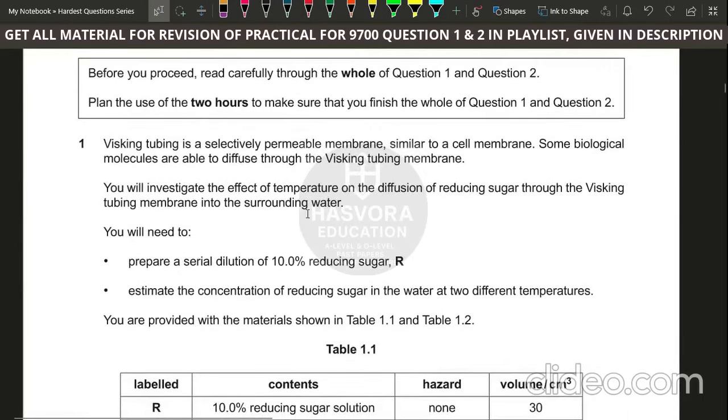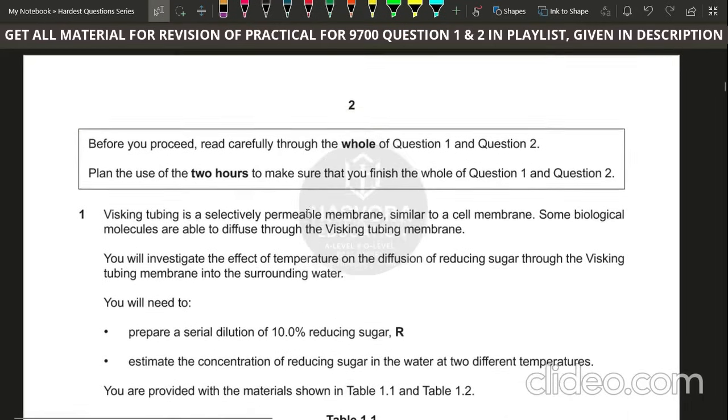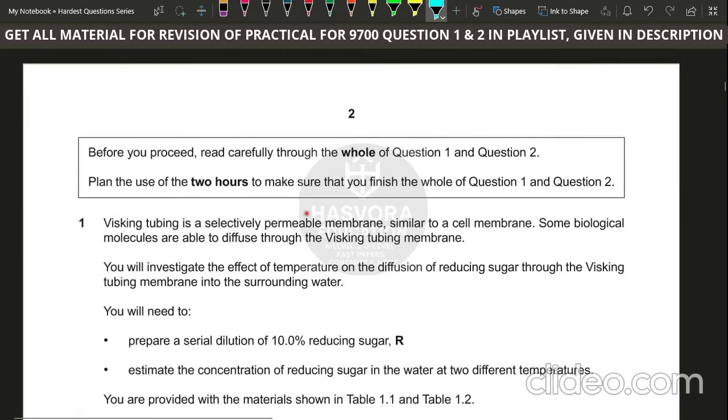This question is actually about diffusion, and it uses dialysis tubing. These types of questions are not often tested, but this time there is a chance that they can be tested. So this is a rate of diffusion question, and let's just enclose it in this box.